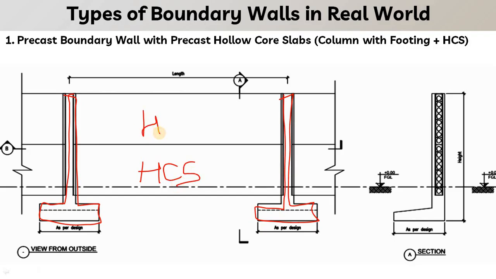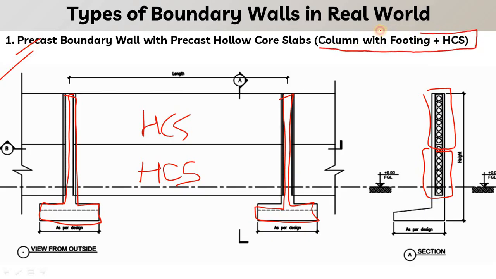slab. You can see this is hollow core slab. In the section it is clearly seen. This is the hollow core slab that is slided between the grooves. So this is the type 1 which is used in general practice, or we can say in our day-to-day practice. These are the types which are particularly used in our day-to-day use. Okay, so the type 1 is precast boundary wall with precast hollow core slab, or we can say column with footing plus hollow core slab.